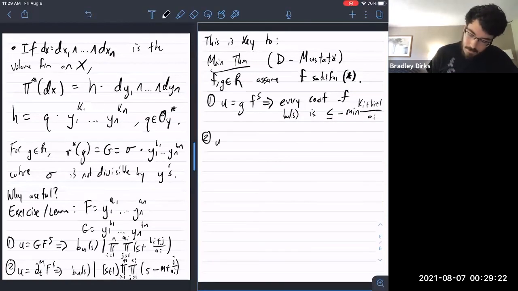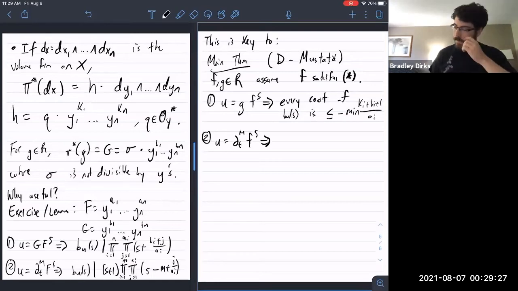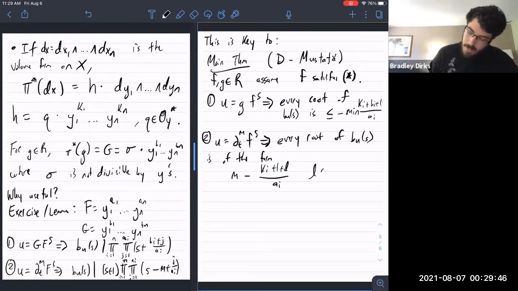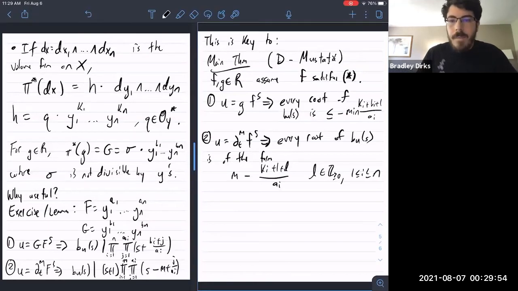And 2: if u is dt to the m times f to the s, then every root of b_u of s is of the form (m minus k_i plus 1 plus l) over a_i, for some l a non-negative integer, and one of the i's between 1 and n. Okay. So is the statement okay?